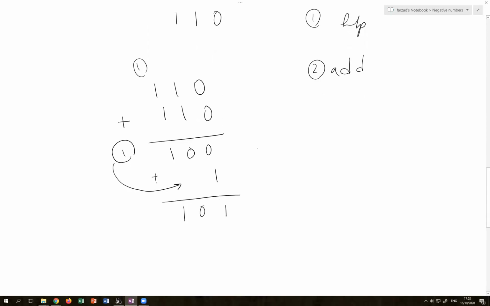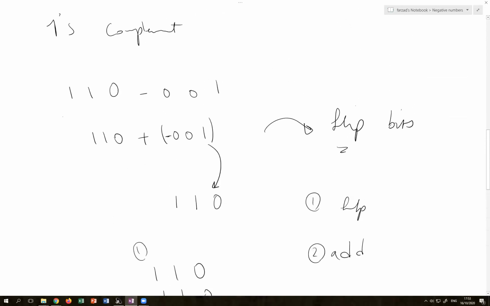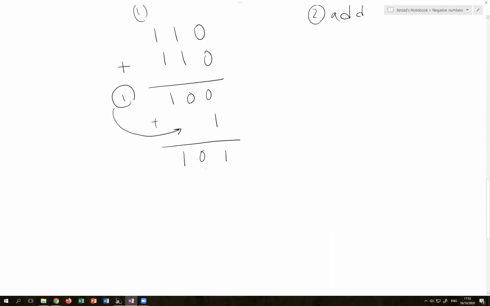Look, guys, what is this number? 2 plus 4 is 6. What is this number? It is 1. 6 minus 1 is 5. If you go down here, what we got? 4 plus 1 is 5.